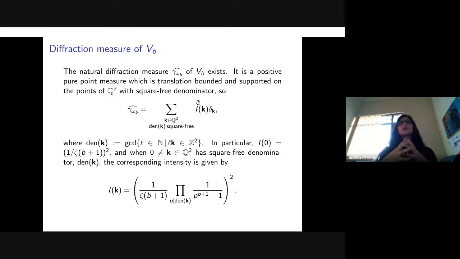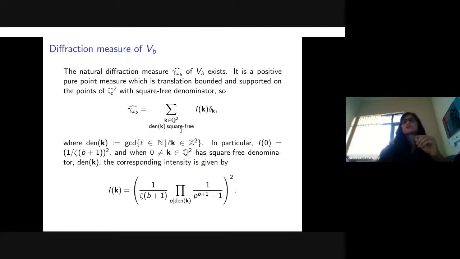Because this intensity is supported at these discrete sets, where the points of Q2 have square free denominator. So what this means is that the diffraction spectrum of the set of visible lattice points is a pure point spectrum, because this is supported on a discrete set.